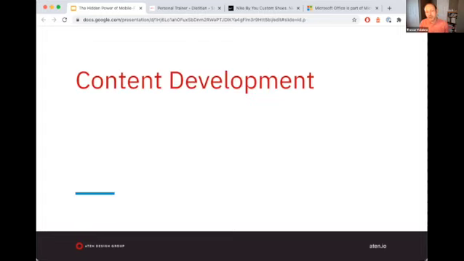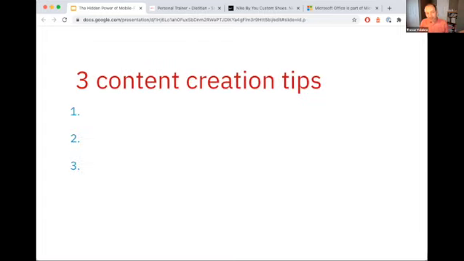Let's talk about content development. So again, I break everything down, right? Here are the three content creation tips for content development. And I'll explain a little bit as we go why mobile first makes this better and easier. So you want to cut until you can't cut anymore. What do I mean by that?